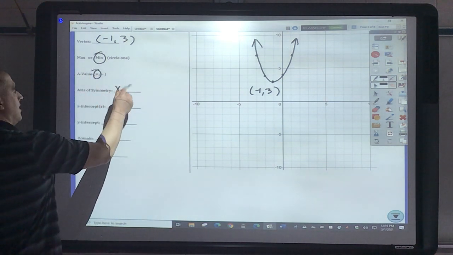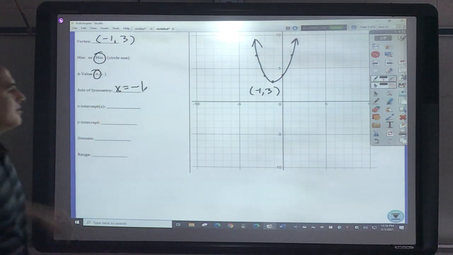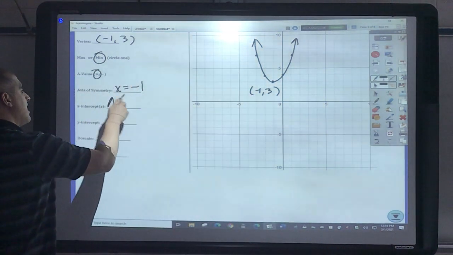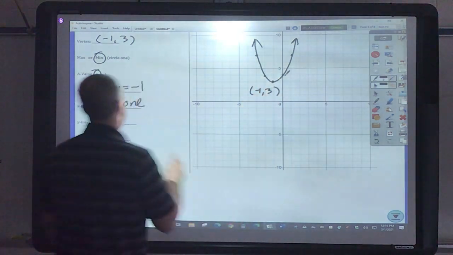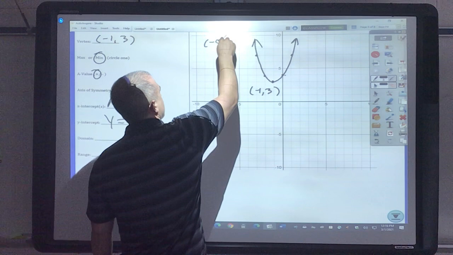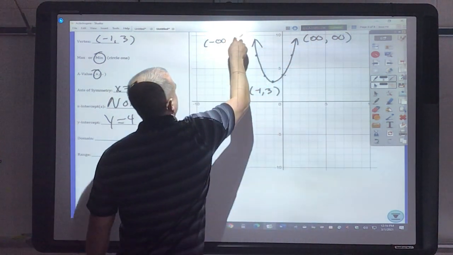My axis of symmetry at x equals -1. X-intercept, notice, this doesn't touch the x-axis. So I would have none for an answer there. My y-intercept, where does it touch on the y-axis? It touches at 4. Okay, so if I label this, it's negative infinity, positive, both arrows going up.